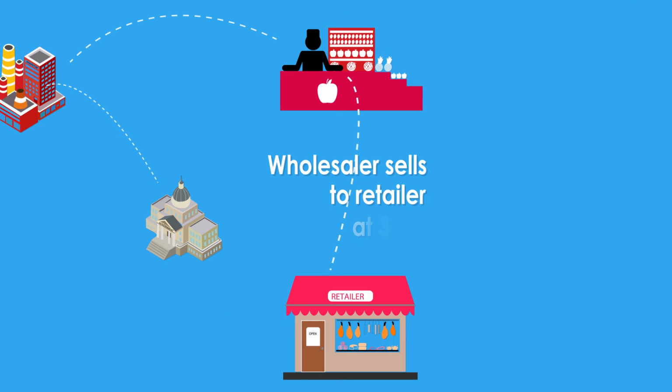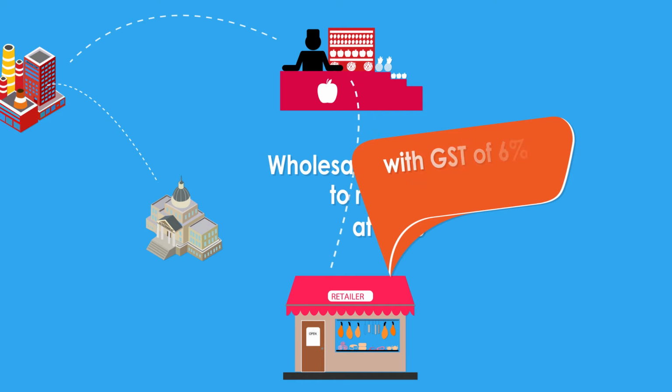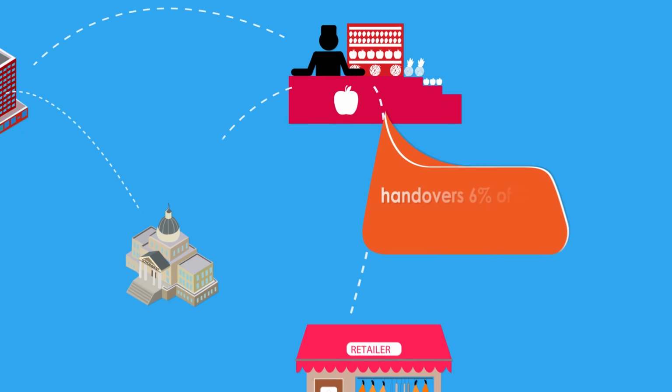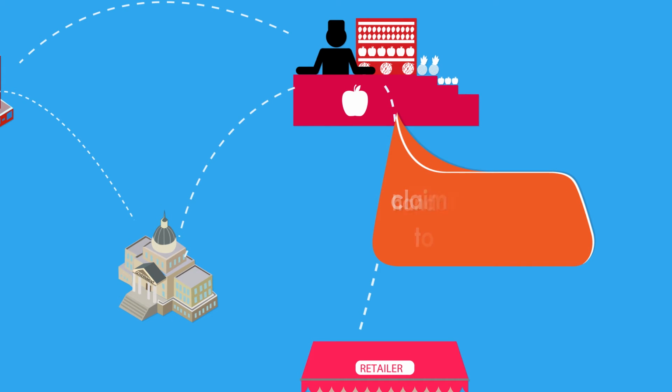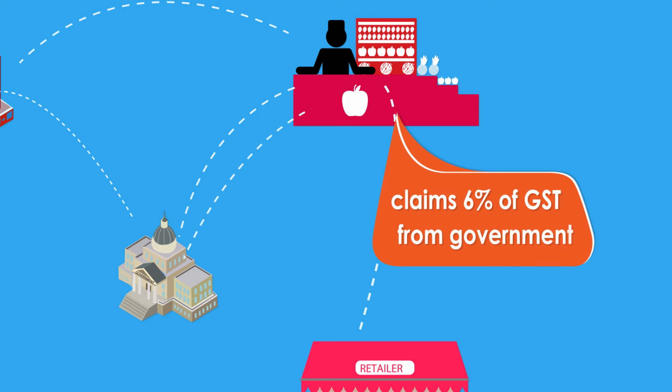Wholesaler sells to retailer at 3,000 with GST tax of 6%. Total price inclusive of tax is 3,180. Wholesaler hands over the GST collected to the government. Wholesaler claims back the GST amount paid to the manufacturer from the government.